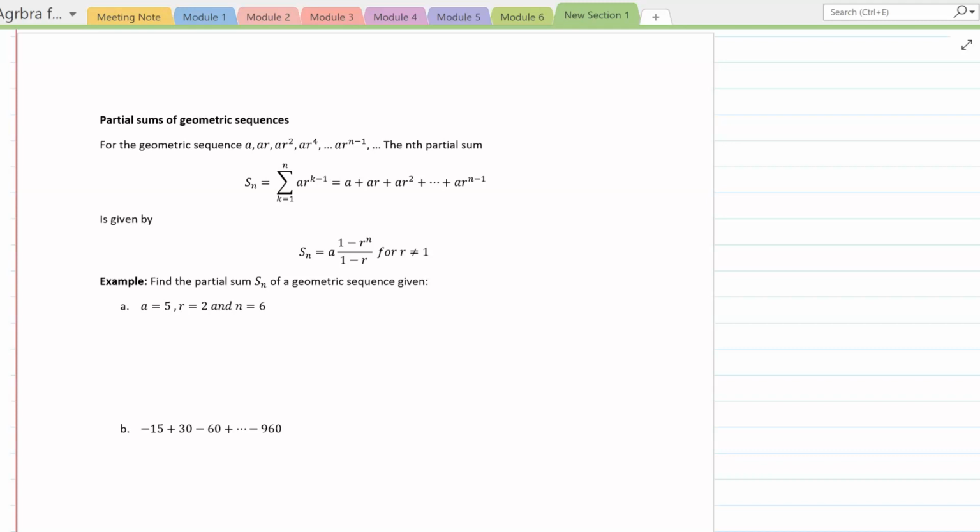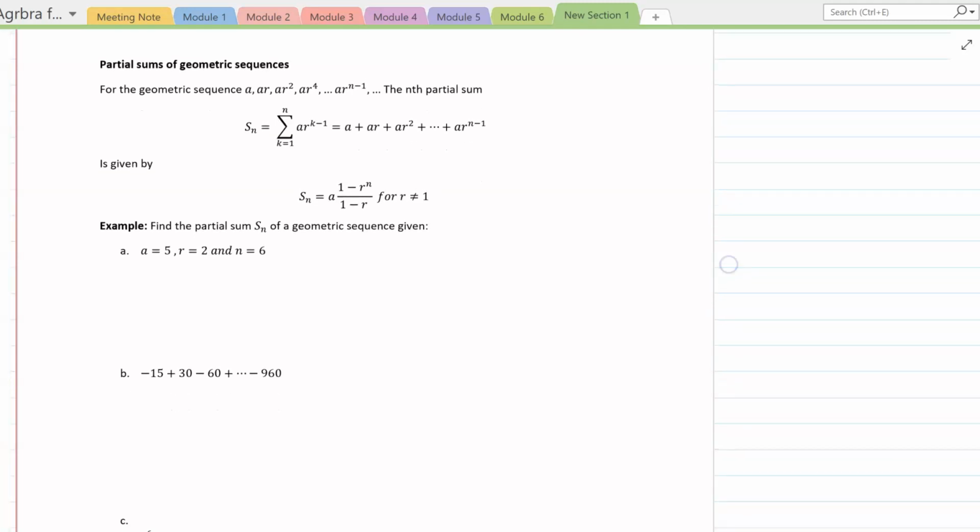Find the partial sum S of n of the geometric sequence given by a equals 5, r equals 2, and n equals 6. So S of 6 is equal to 5 times (1 minus 2 to the 6) divided by (1 minus 2).